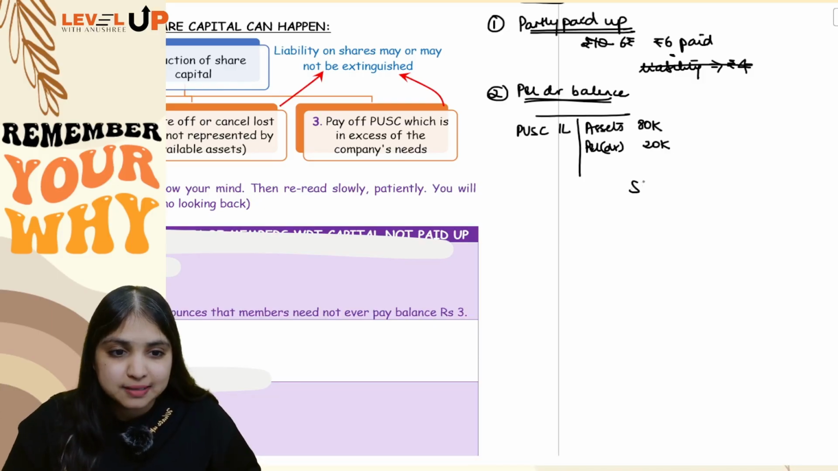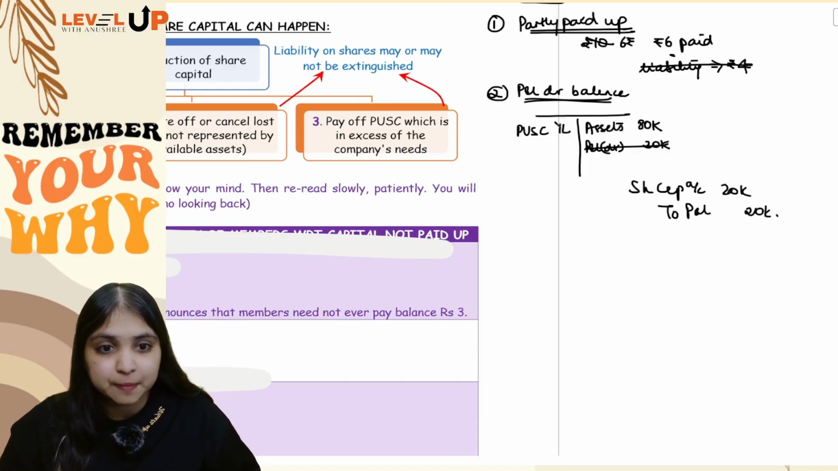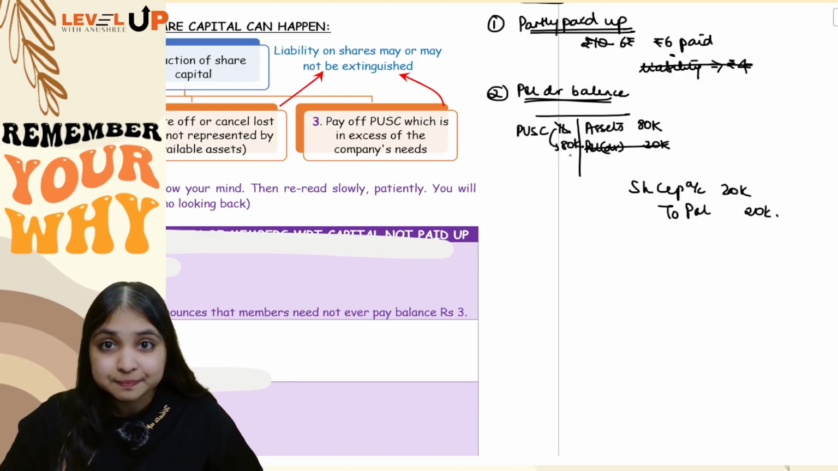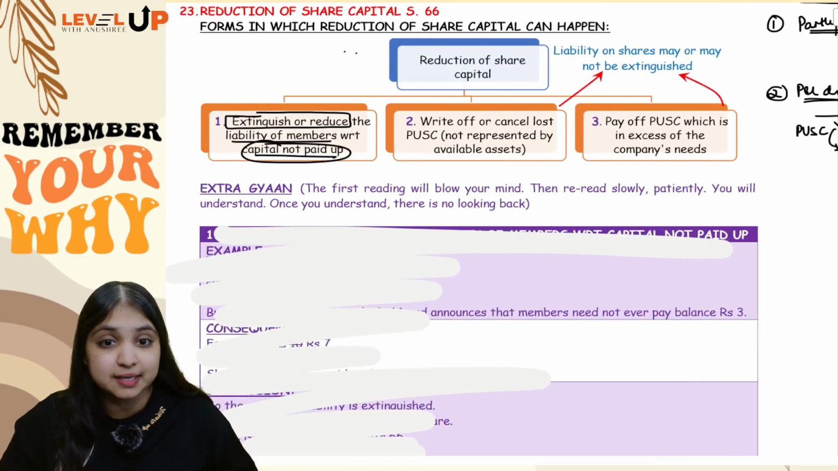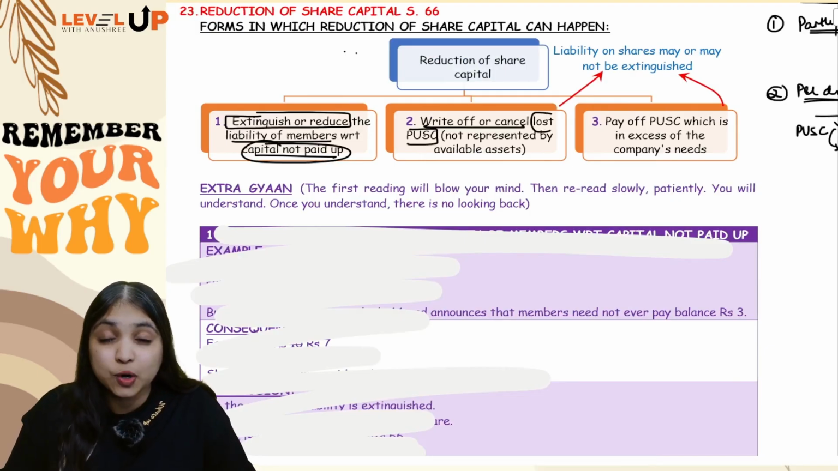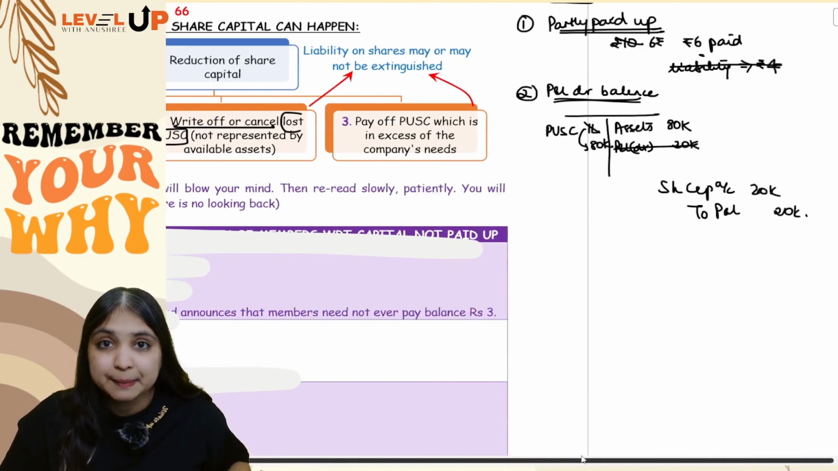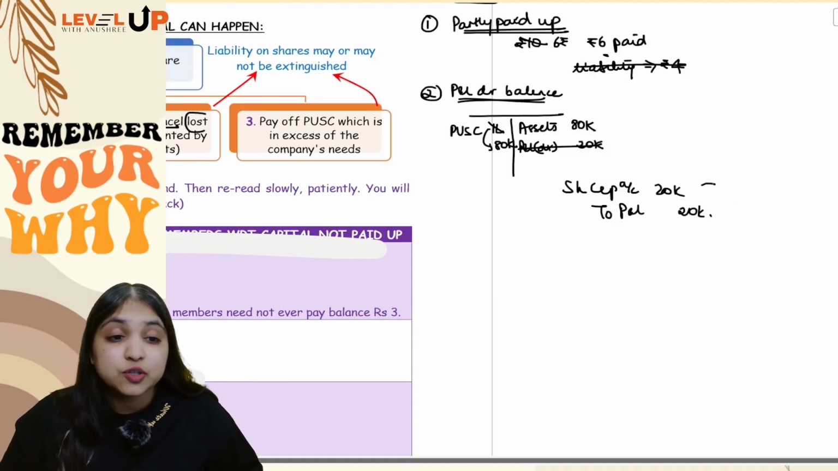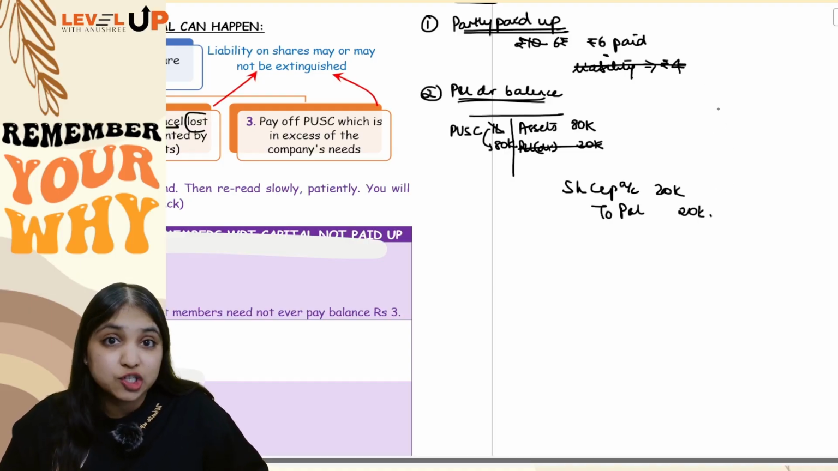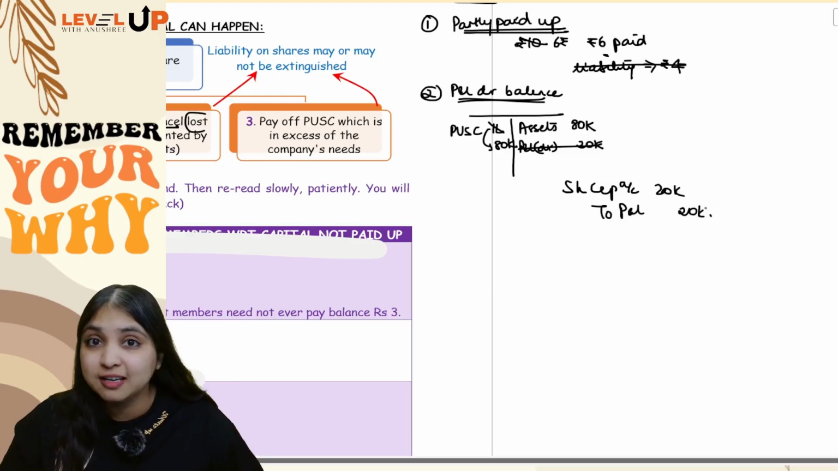So the company will simply pass the entry: share capital account debit to P&L account 20,000. When the company does this, from the balance sheet, P&L will disappear and paid up share capital will reduce from 1 lakh to 80,000, guys. This is the second method where the company is writing off or cancelling the lost paid up share capital. Lost paid up share capital means what? Paid up share capital which is not represented by assets. In our example, 20,000 was the paid up share capital which was not represented by assets. So the company is writing off or cancelling the lost paid up share capital. This is the most common method of reduction of capital. This is what you do in advanced accounts and internal reconstruction also.